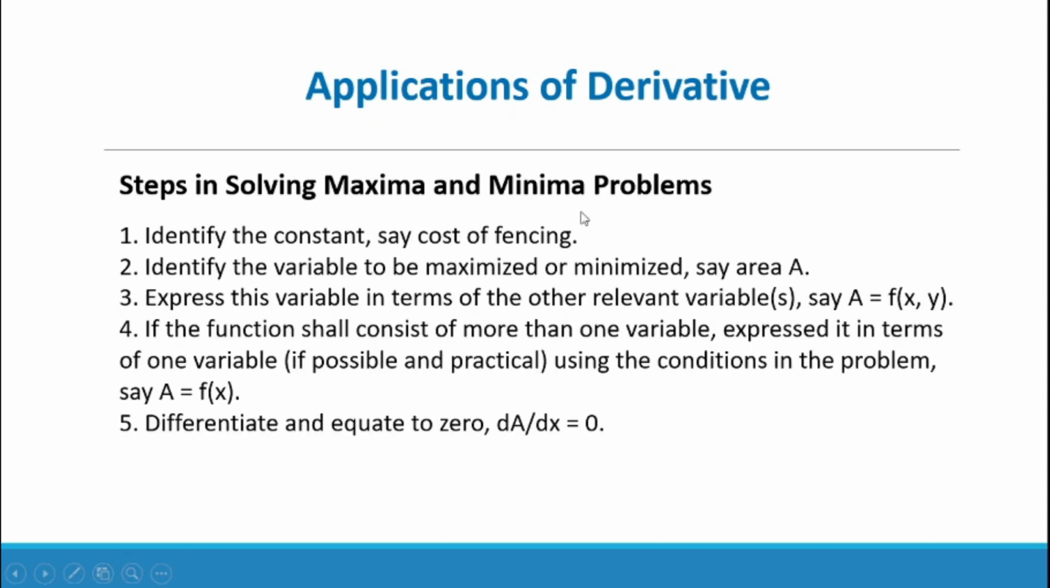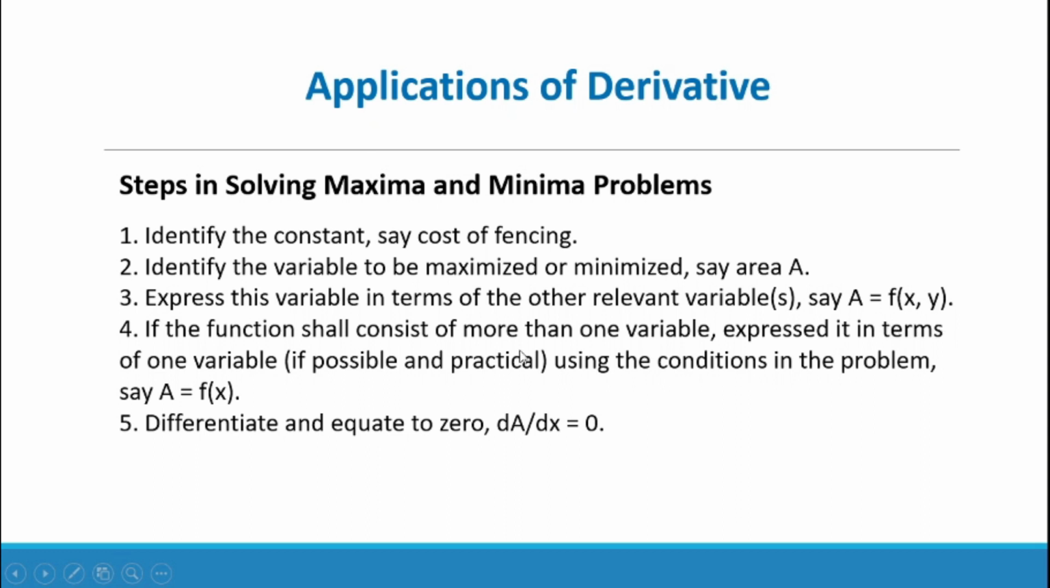And we have steps in solving maxima and minima problems. First, identify the constant, say costing of fencing. Number 2, identify the variable to be maximized or minimized, say area or A. Then number 3, express this variable in terms of the other relevant variable or variables, say A is equal to a function of x and y.